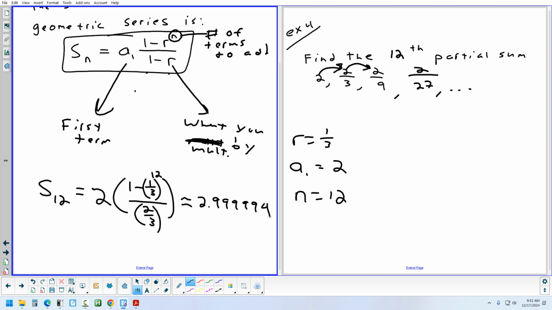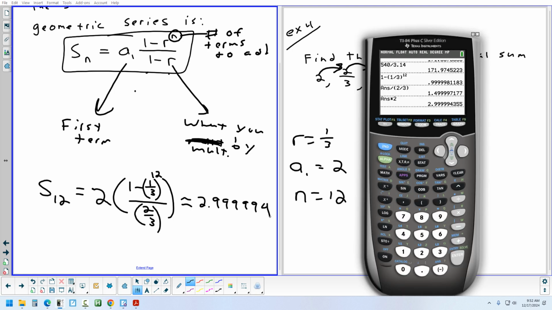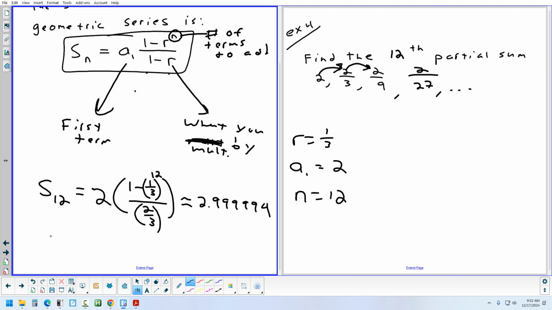What does it look like it's getting pretty close to? Yeah, it's getting pretty close to 3. And even if you added up the first 100 terms in this particular pattern, it wouldn't go above 3. It's just going to keep getting closer and closer and closer to 3. And that's what we'll look at tomorrow, adding up even more than just 12, adding up an infinite amount. All right, any question on that?